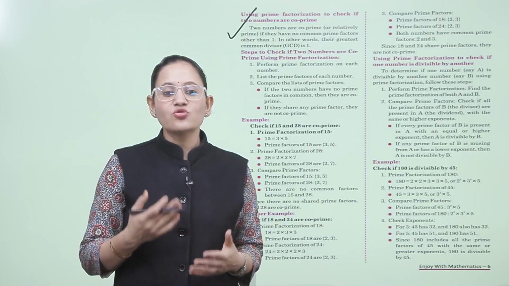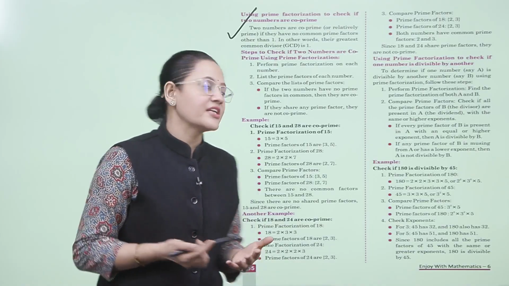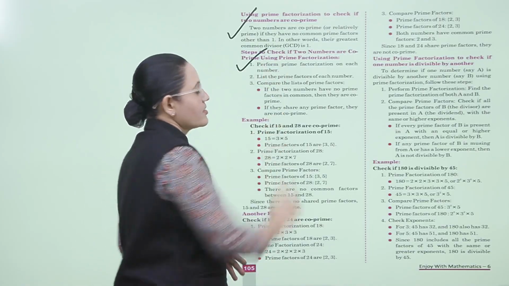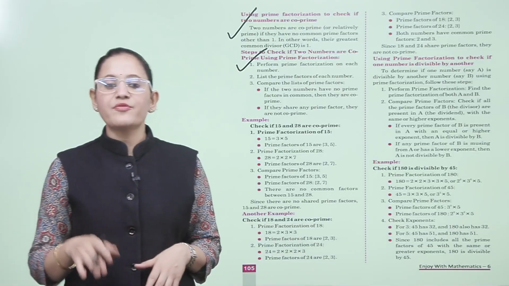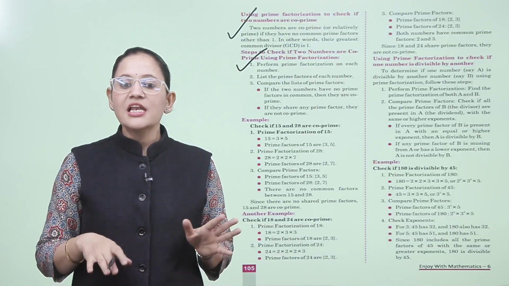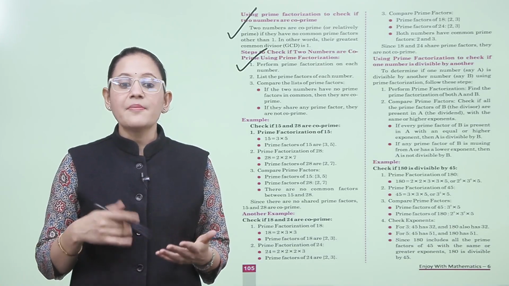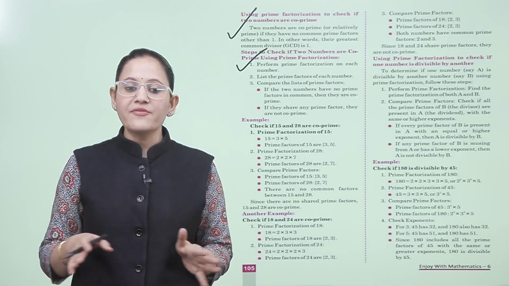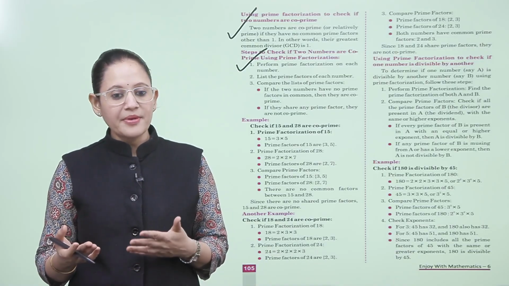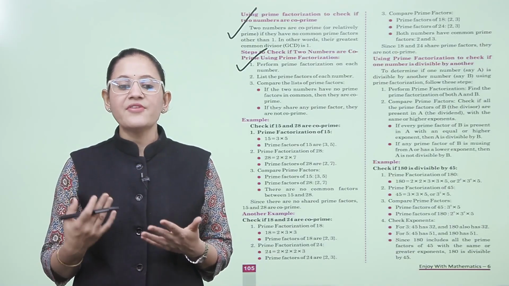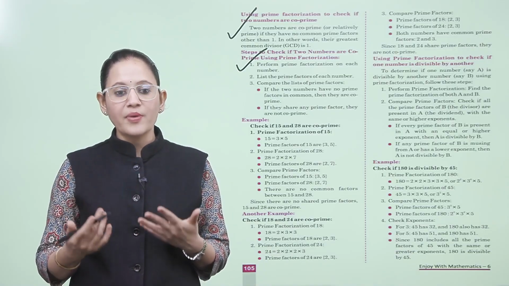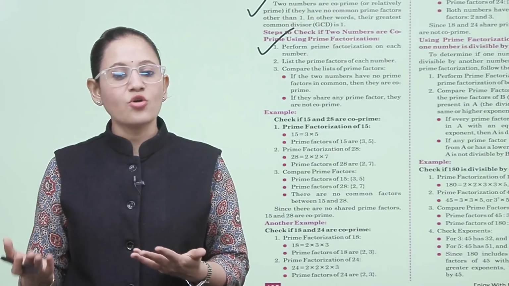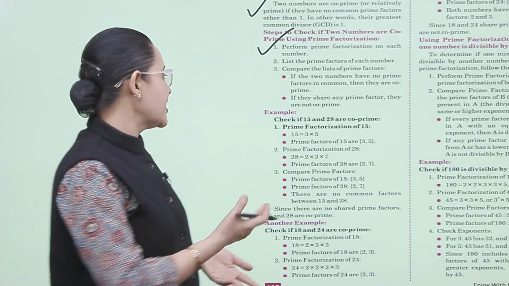Now the steps to check if two numbers are co-prime using prime factorization. First we'll perform the prime factorization of each number, list the prime factors of each number, and compare the lists of prime factors. If two numbers have no prime factors in common, they are co-prime numbers. If they share prime factors, they are not co-prime numbers. So this way we can check.